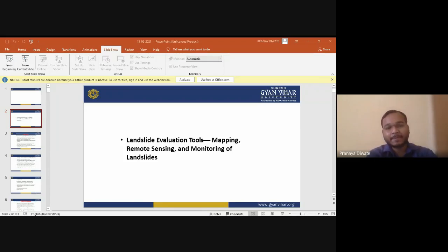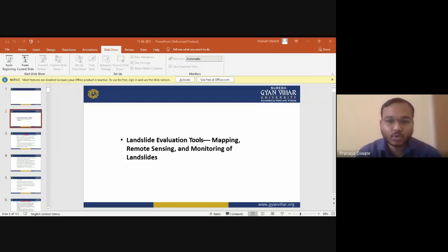We already studied what a landslide is, what kinds of landslides there are, the classifications, and the causes for landslides. So this we all already studied.